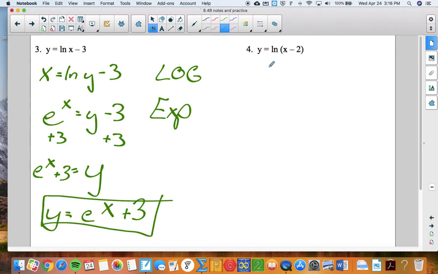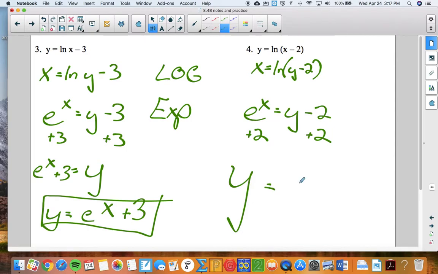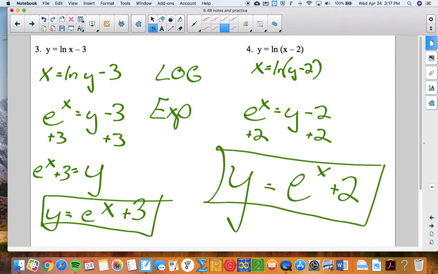Same thing here. Let's switch the x and the y so we get it into exponential form. So x equals natural log of y minus 2. Now let's change it to exponential form. So our base is e when we have natural log. Our power is x, and it equals y minus 2. So to solve for y, we add 2 to each side. So y equals e to the power of x plus 2. There we are.